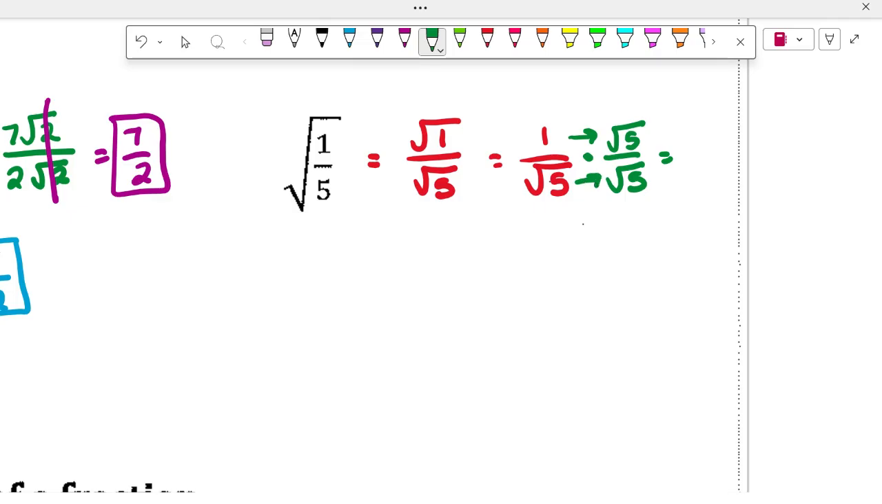Get cross multiplying out of your little brain. You don't do it hardly ever anymore in advanced mathematics unless you're solving by proportions. This is not one of those things. So what's 1 times the square root of 5? 1 square root of 5, or just the square root of 5. Now, what's the square root of 5 times the square root of 5?